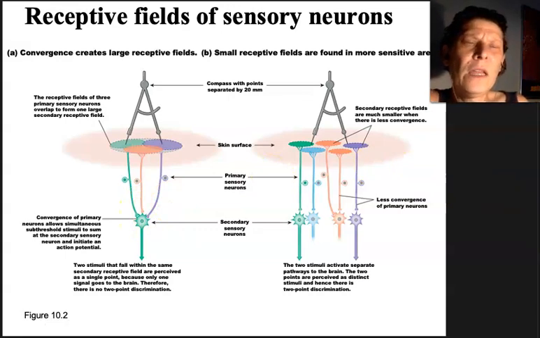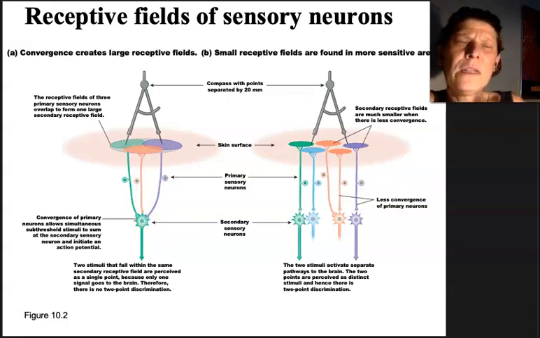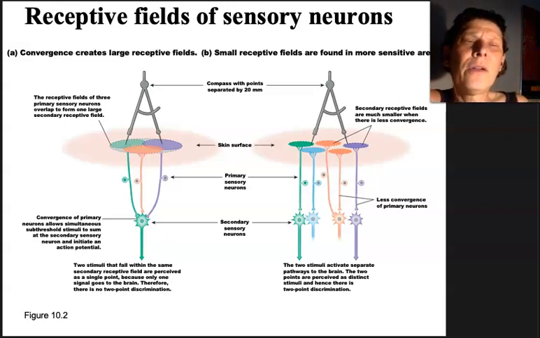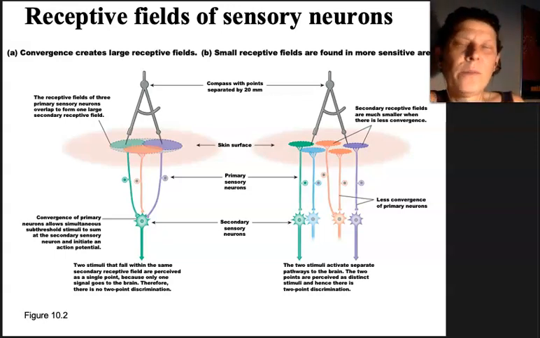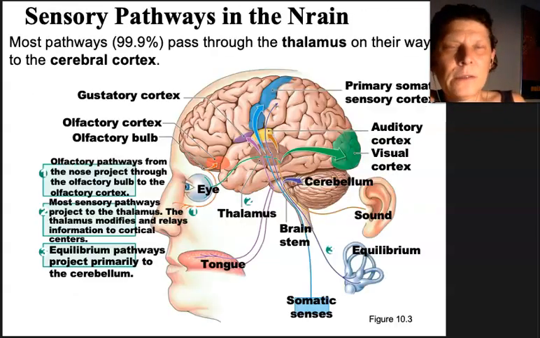So the size of the receptor field gives you an idea of the sensitivity, right? Less sensitive areas have larger receptor fields. More sensitive areas have very small receptor fields. You don't have to be the subject. Your friend or family member can be the subject.